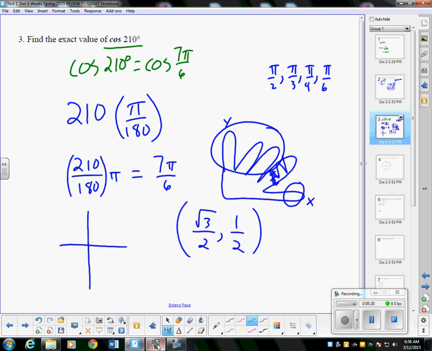And so we know that the cosine comes from the x-coordinate, so we know that the answer is going to be square root of 3 over 2 in absolute value terms. What we don't know is, is this a positive or a negative number? That's what we don't know.